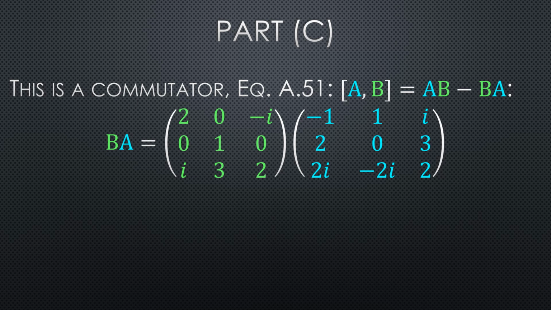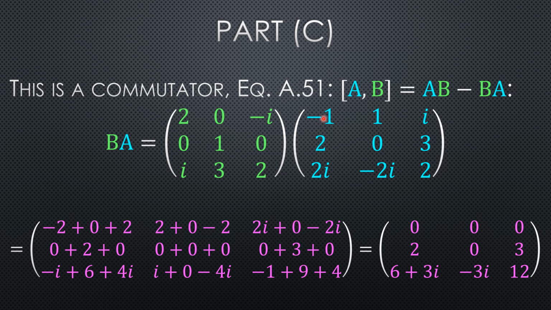Now we need to find BA. So again, take the row here, multiply it to the column here, and do that for every single element combination. We see this is the result. So 2, 0, -1, or negative i, to -1 to 2i. 2 and -1 give us 2. 0 and 2 give us 0. Negative i and 2i give us 2, because the negative i squared goes to positive 1. So we do that for all elements, and then we get this as our result. Note that we have a lot of zeros here, so that's nice. But we did not have a lot of zeros in the AB, so let's see what the difference here is.